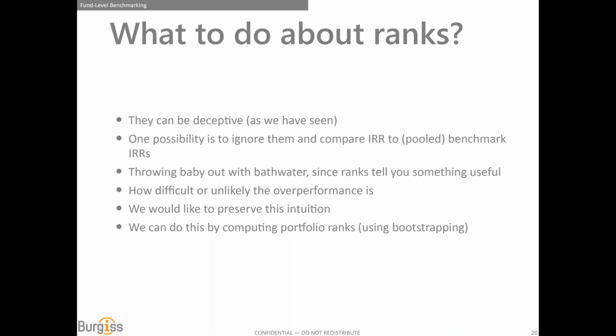But we feel that this is a bit extreme, that it's throwing the baby out with the bathwater. And the reason for that is that ranks actually do say something quite useful. Essentially what they directly answer is, if you outperform a peer group, by how much you outperform. So for example, if the fund that you commit to is a top quartile rank, then literally by definition, the probability of doing that at random is only a quarter. So we'd like to preserve that intuition. And it turns out that it is possible if we compute not just fund ranks, but also portfolio ranks. So let's look at that.